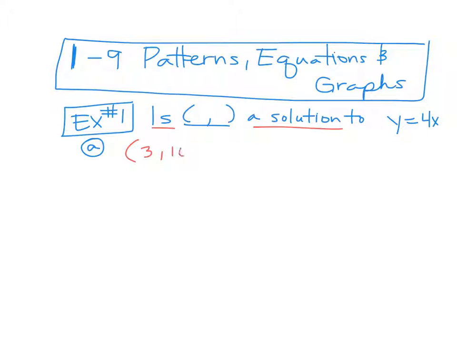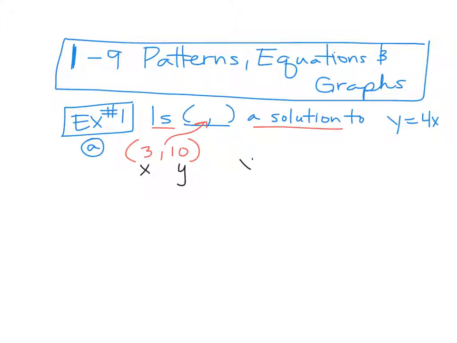Okay, so let's say I give you the point 3,10. I'm saying, is the point 3,10 a solution to y equals 4x? So first thing you need to think about is, what is 3? What is 10? What are they representing right now? X and y. So your 3 is which one, the x or the y? The 3 is the x, so the 10 is the y.